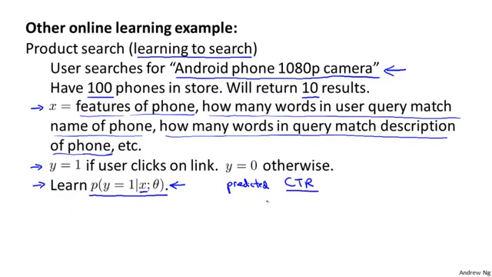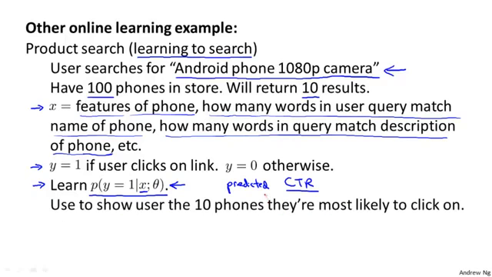And if you can estimate the predicted click-through rate for any particular phone, what we can do is use this to show the user the 10 phones that they're most likely to click on. Because out of the 100 phones, we can compute this for each of the 100 phones and just select the 10 phones that the user is most likely to click on. And this would be a pretty reasonable way to decide what 10 results to show to the user.